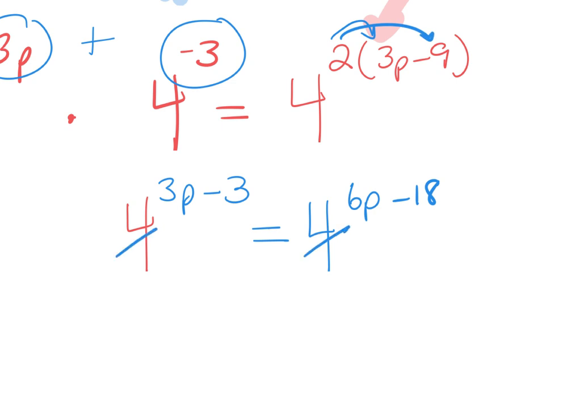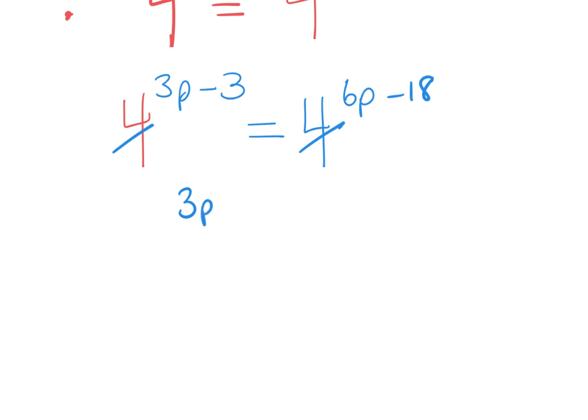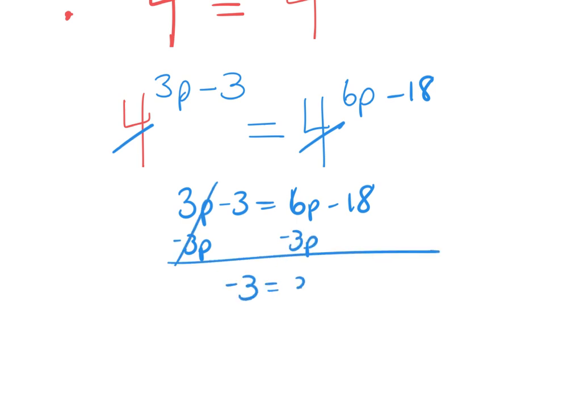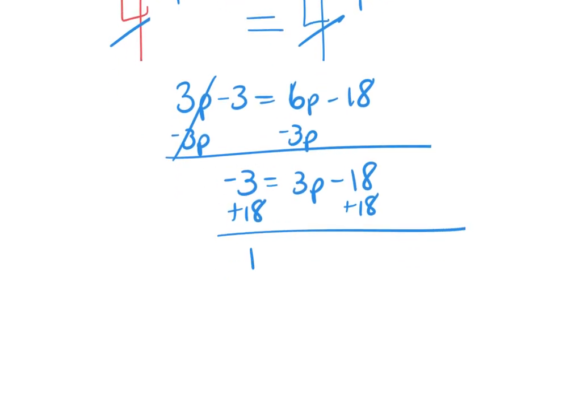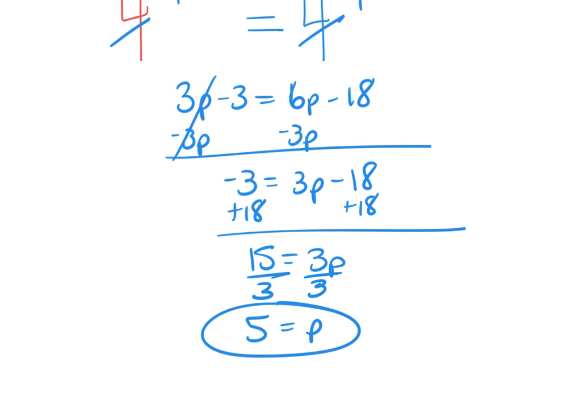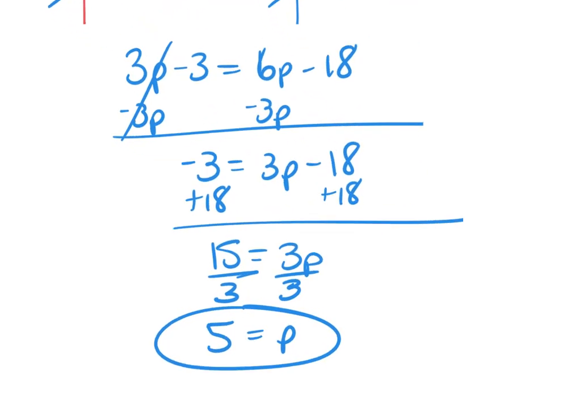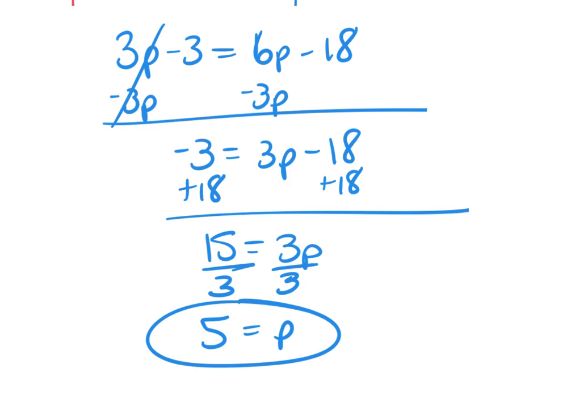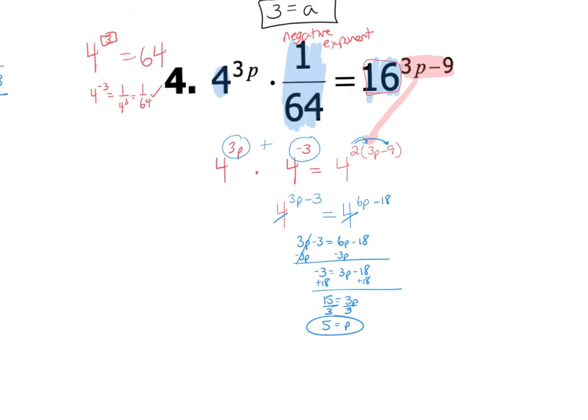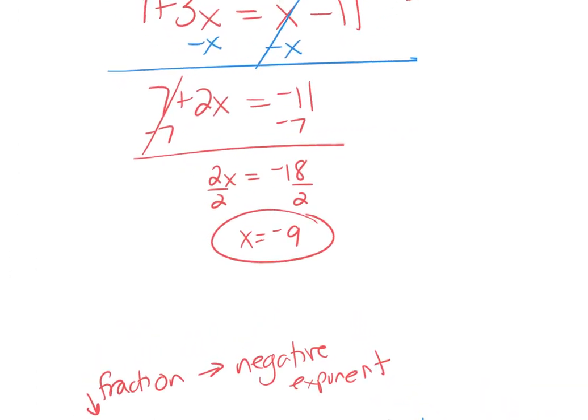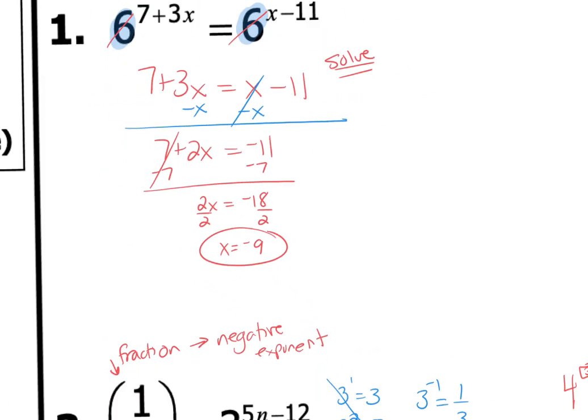Now my bases are the same. I can go ahead and drop the bases, set those exponents equal to one another, and we solve. Okay. So I ended up getting p is 5 at the end of it. What was the answer for the first one? Negative 9. Did you get that? Okay.